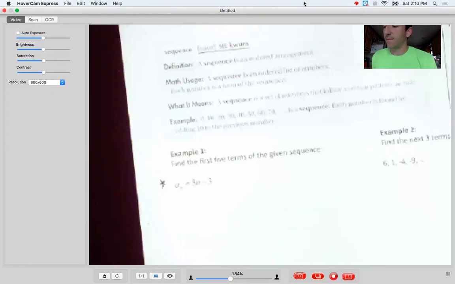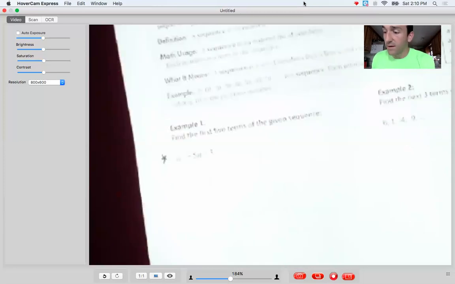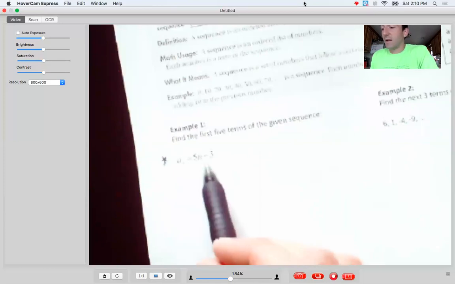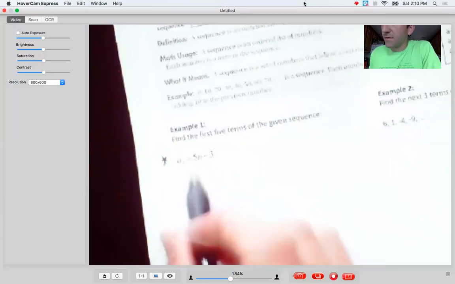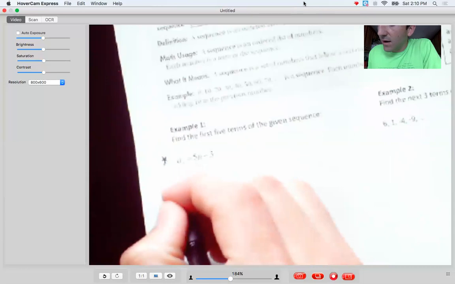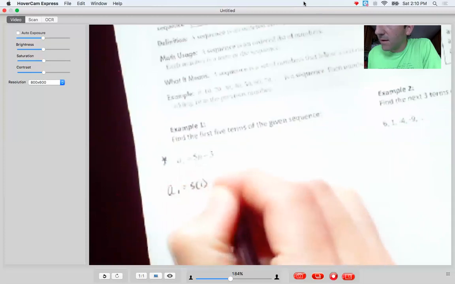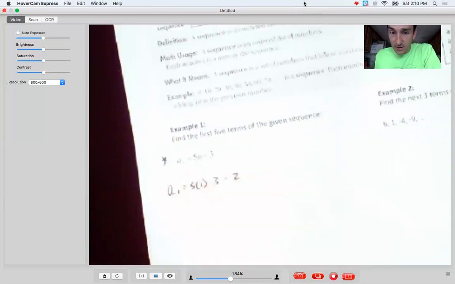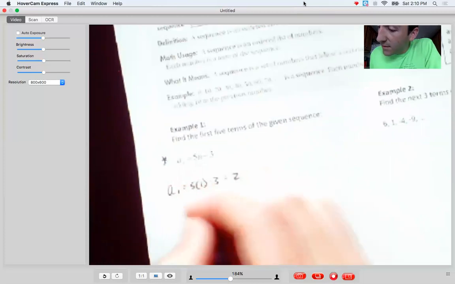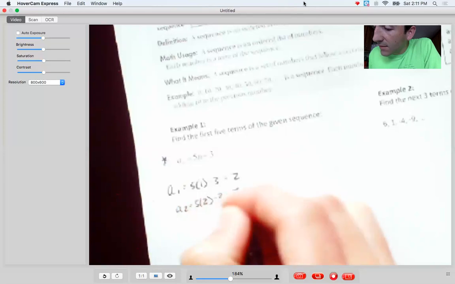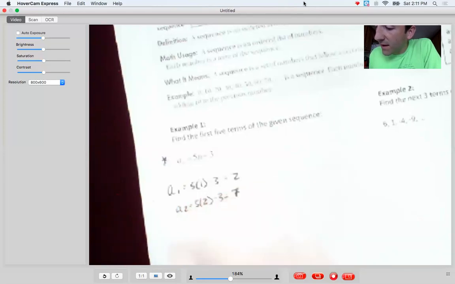So example 1 here. Sorry, it's a little hard to read. It says a sub n equals 5n minus 3. So arithmetic sequences are linear sequences. So think mx plus b here. So if we want to find the first 5, then we just do a sub 1 equals 5 times 1 minus 3. So that'd be 2. I'm not going to show all the work there for all of them, but a sub 2 would be 10, take away 3, sorry, equals 7.